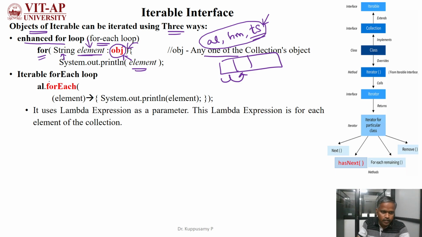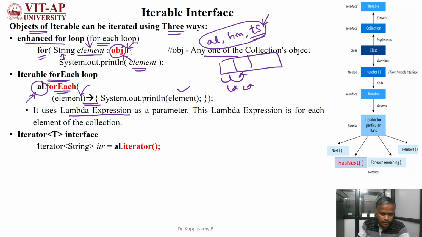Another one is the forEach method. Here you see we are using the ArrayList object, then we are using forEach as the keyword, and we are using a lambda expression as a parameter. So this is called a lambda expression. We are getting the element which is assigned from the object al, then we are just printing the elements one by one by moving in the forward direction.